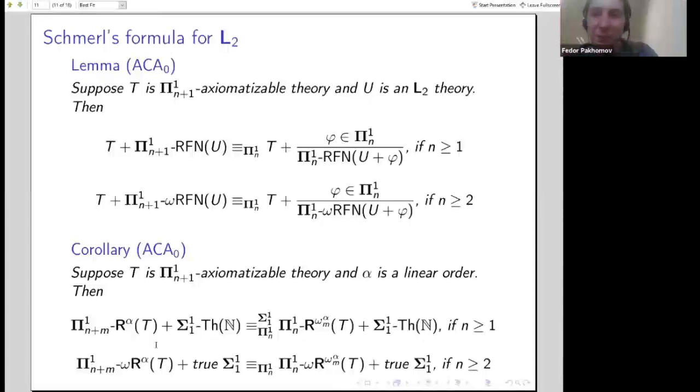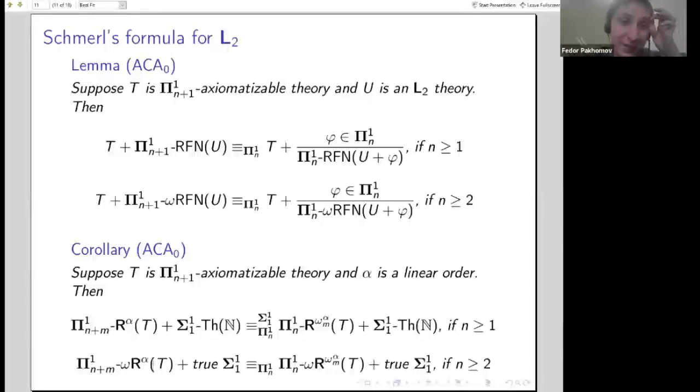But essentially, the point is we are actually using this result in a similar way as a Schmerl formula. So basically, this analysis, the establishment of Schmerl formula in the setting of first order arithmetic, actually required some conservation results, and we will need conservation results as well. So namely, we have the following conservation results.